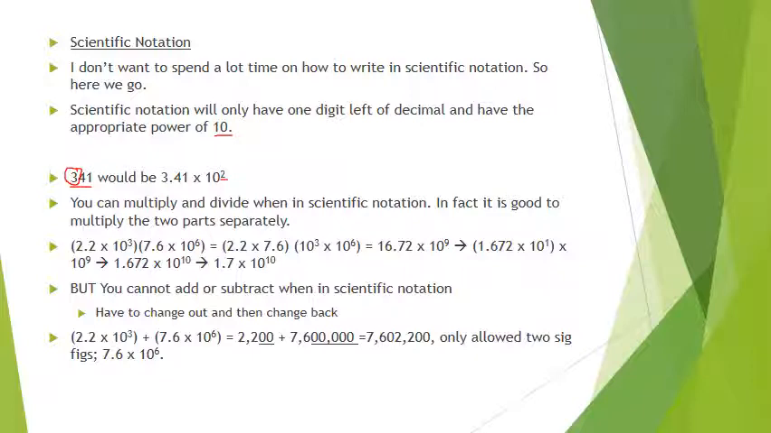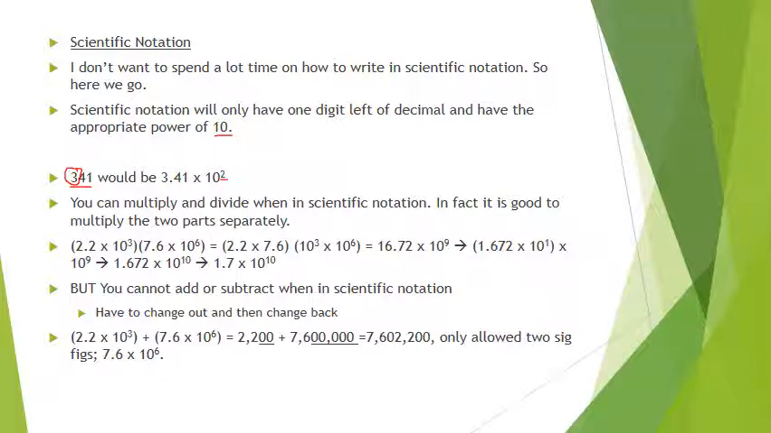I can tell you right off the bat, 2 times 8 is about 16. 10 to the third times 10 to the sixth is 10 to the ninth. So my answer is going to be 16 times 10 to the ninth, or 1.6 times 10 to the 10th. And you'll see how that's close here. Okay, so you can come up with rough estimates by doing this.